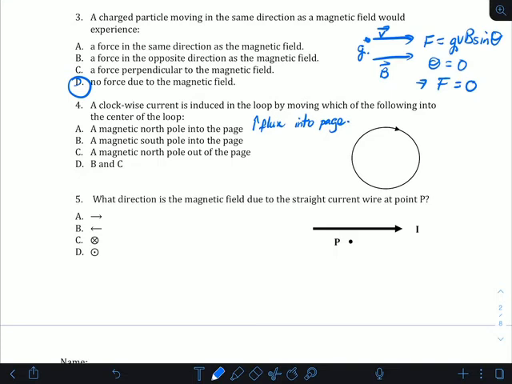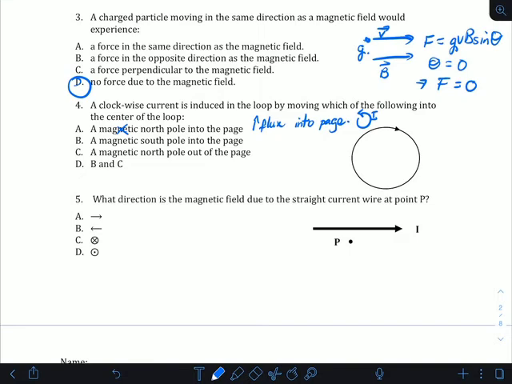So since that flux is increasing into the page, Faraday's law says that we're going to have a current that counteracts that. So I turn my hand around, point my thumb upwards, and then I'll find that the current is going to be counterclockwise. So that is not the direction that we found.